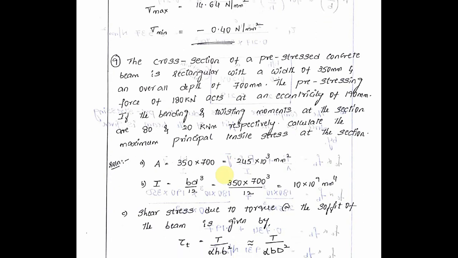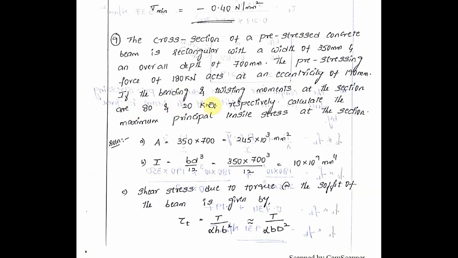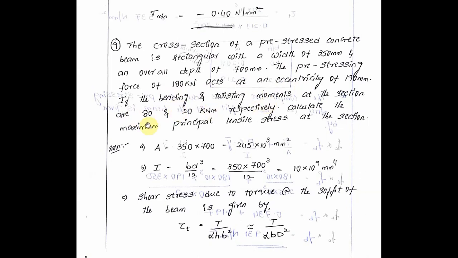Next one. The cross section of a pre-stressed concrete beam is rectangular with a width of 350 mm and an overall depth of 700 mm. The pre-stressing force of 180 kN acts at an eccentricity of 180 mm. If the bending and twisting moments at the section are 80 and 20 kNm respectively, calculate the maximum principal tensile stress at this section. Area is 350 into 700, that is 245 into 10 to 3 mm square.